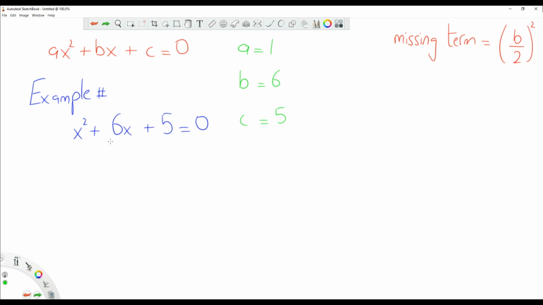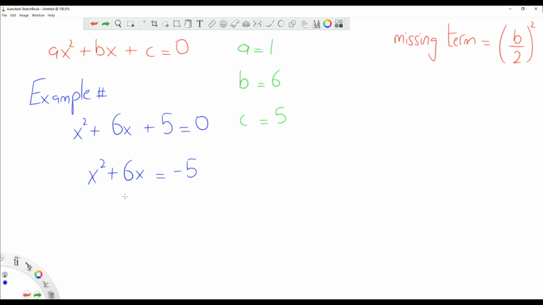What I'm going to do is isolate this much and take 5 to the other side. So the equation I got is x squared plus 6x equals negative 5, because this 5 will move to the other side and become negative 5. Now, there should be a third term over here so that the left side can become a perfect square.